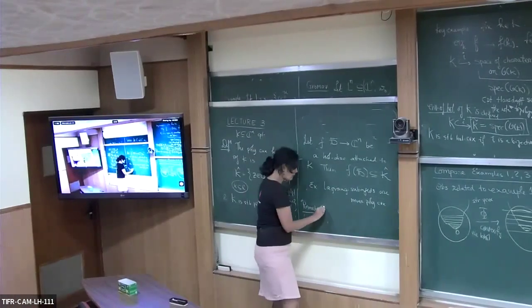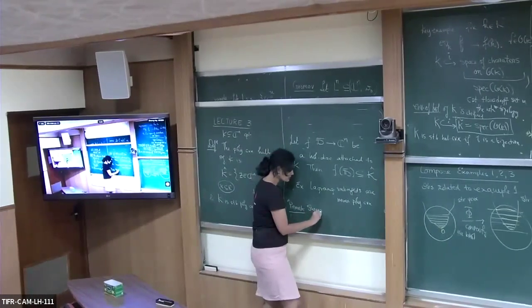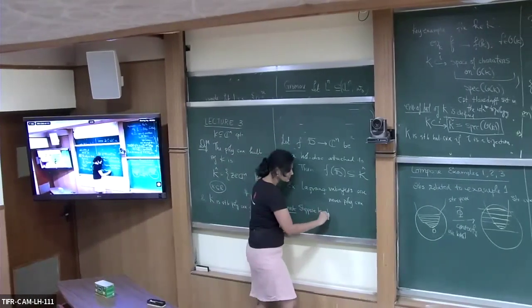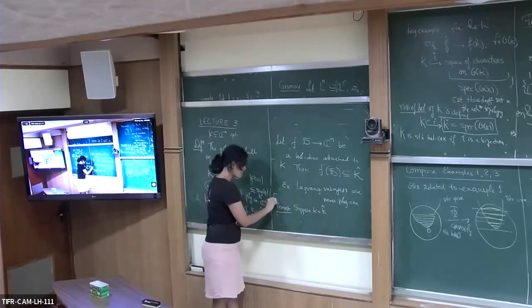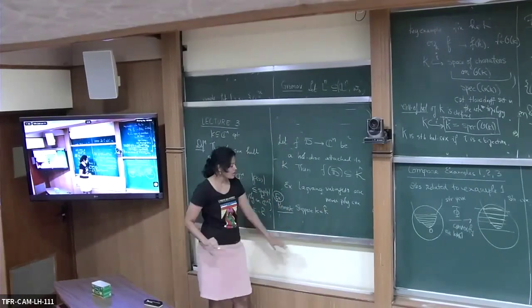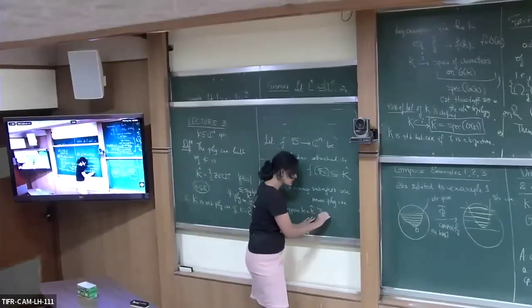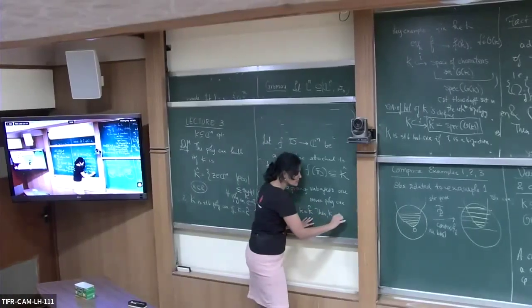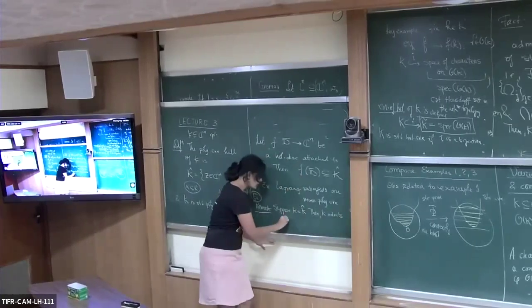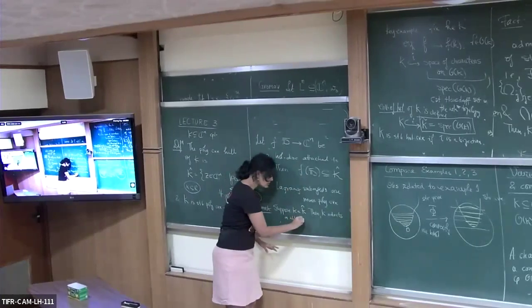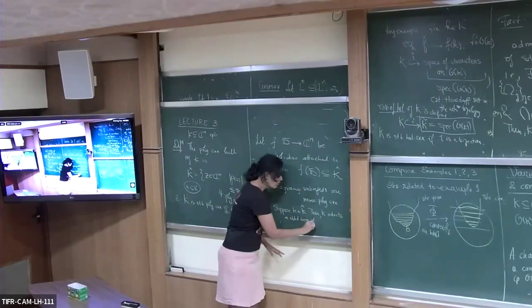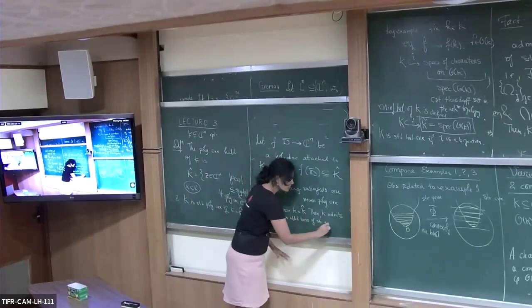So suppose you have a polynomially convex. So it's more of an exercise rather than a remark. Suppose K is equal to K hat, then K admits a neighborhood basis of strongly pseudo-convex.